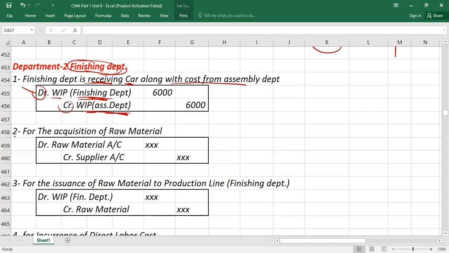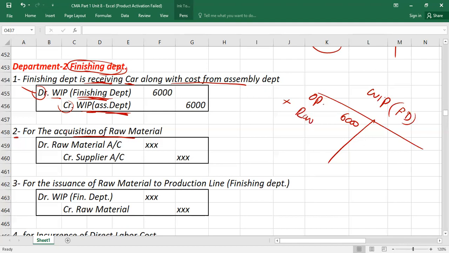Okay. Then we have a second entry, the acquisition of raw material, because now this is work in process of finishing department. So we have an opening cost. We got a cost from the last department. How much? 6,000. Now, obviously, we will incur raw material cost again, but here you should write raw material used, not purchased. Once you buy the raw material, you repeat the same entry: debit raw material, credit what? Supplier. But this entry will not go to work in process.